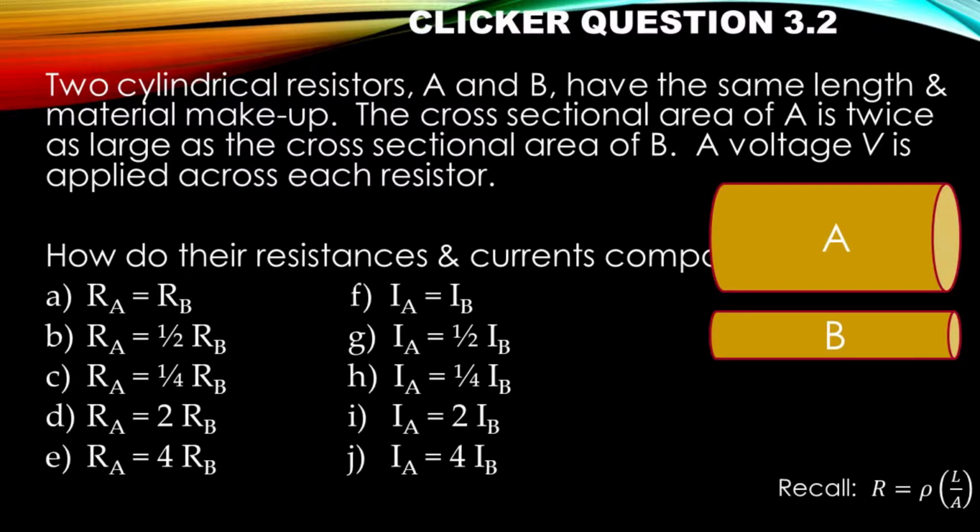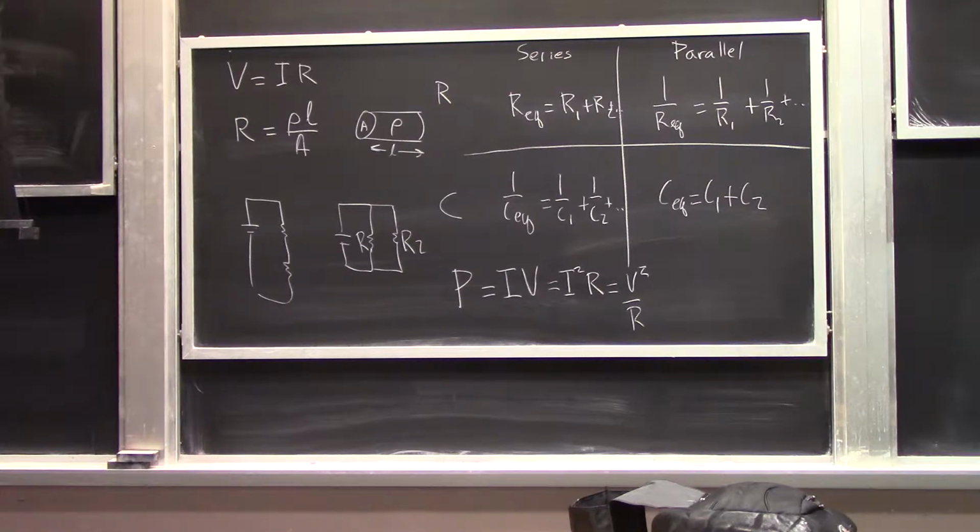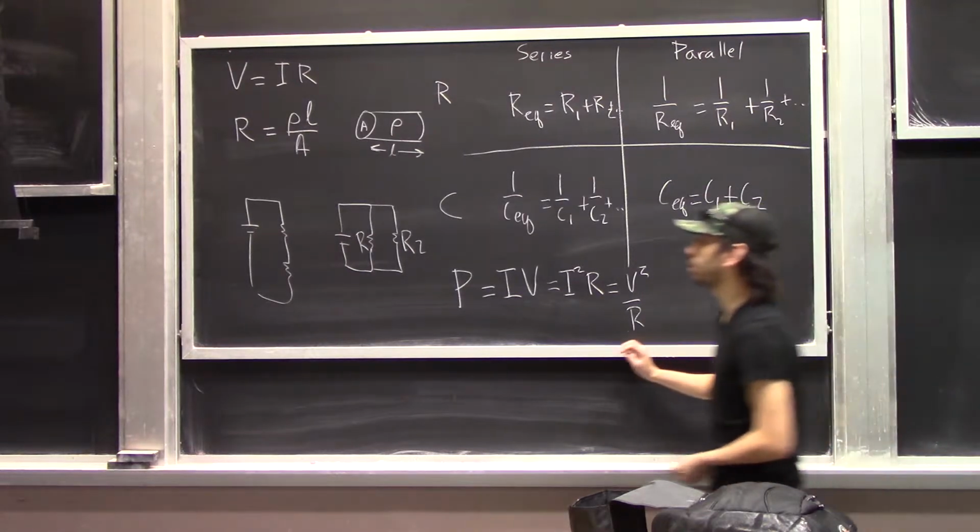This one says two cylindrical resistors A and B have the same length and the same material makeup. The cross-sectional area of A is twice as large as the cross-sectional area of B. The voltage applied across each resistor is the same. How do the resistances and the currents compare to one another? Okay, so this one requires a little bit more calculation, but it follows the same idea. All right, so let's go through this one.